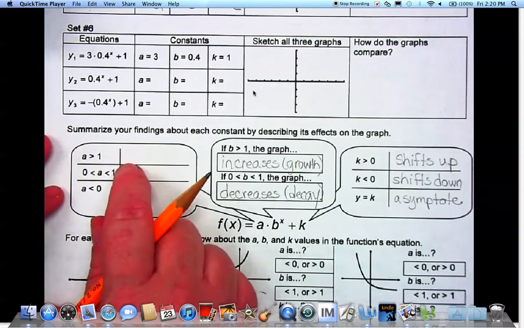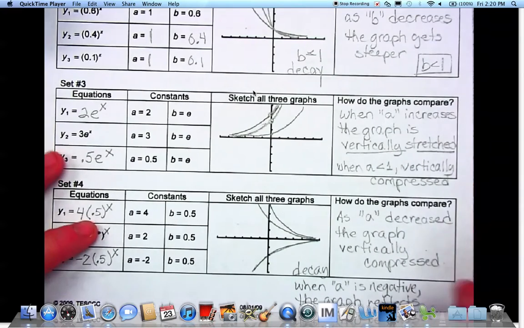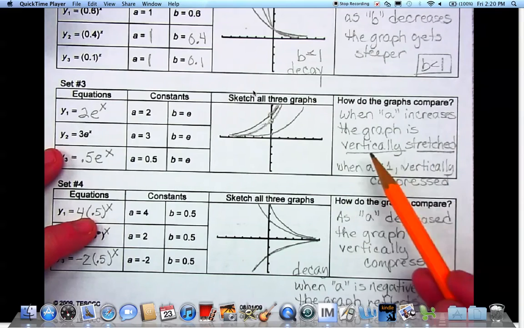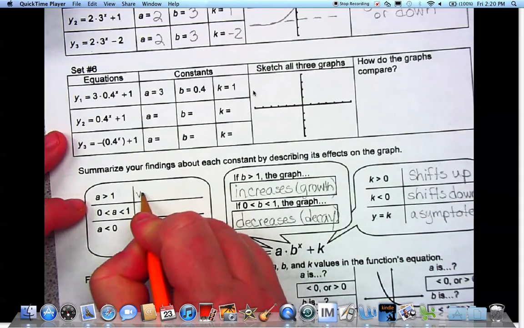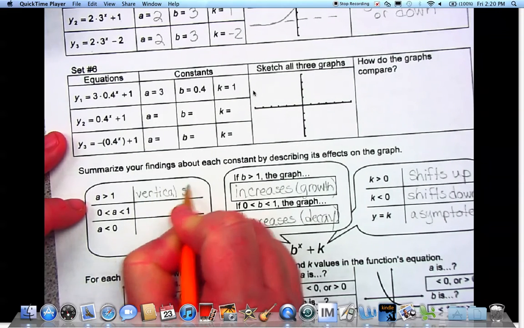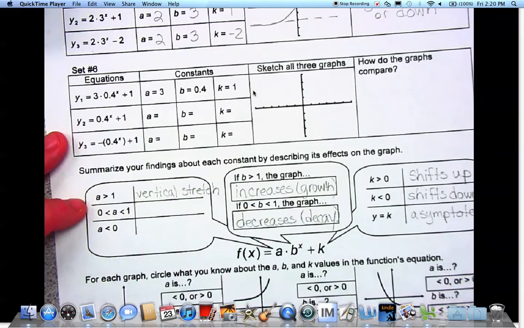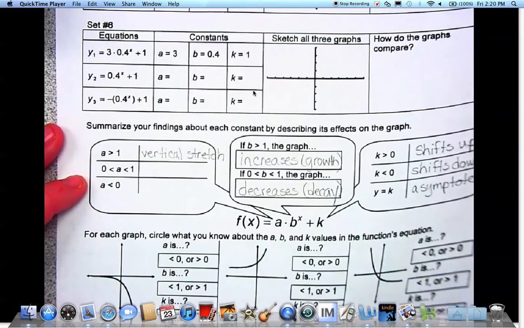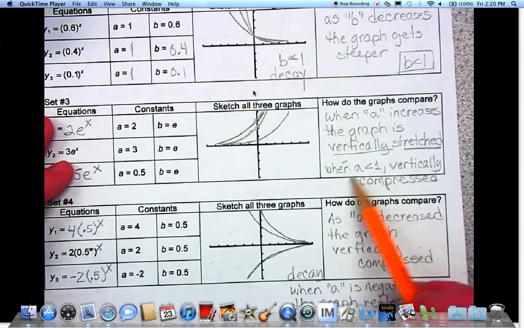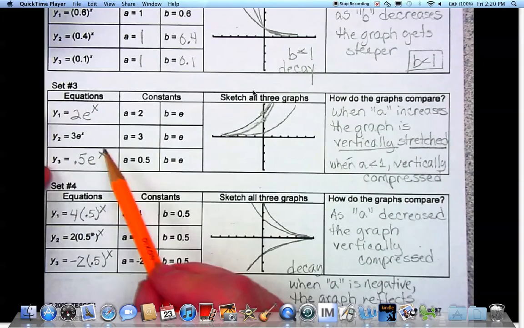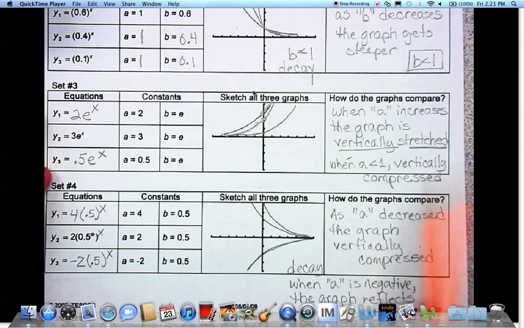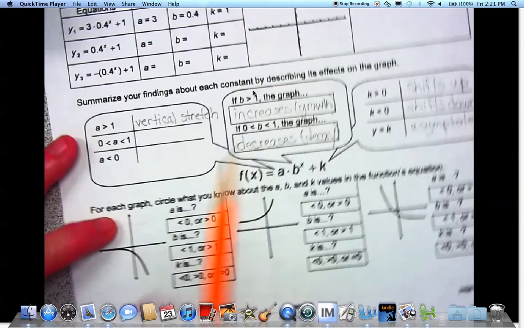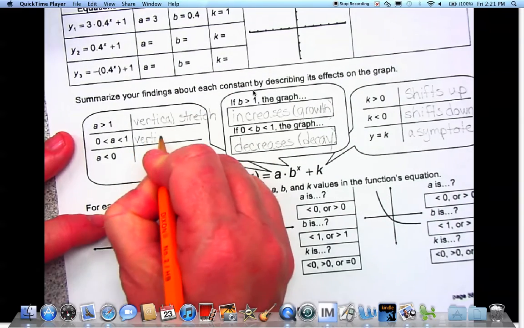Okay, then A is greater than 1. Remember what happened when A increased and got bigger than 1? It became vertically stretched. It's a vertical stretch. When A was between 0 and 1, like this 0.5 one, it got wider, or vertically compressed. So this is a vertical compression. You have to squeeze that in there.